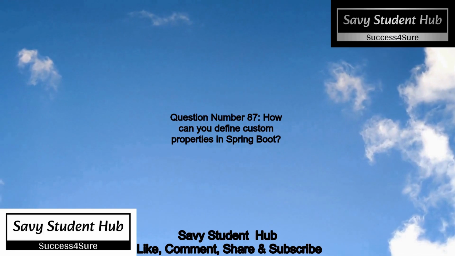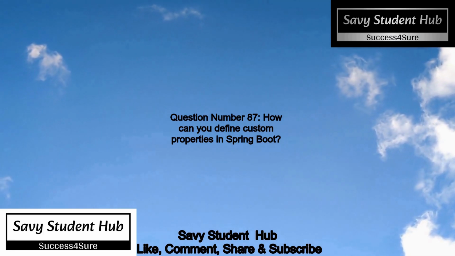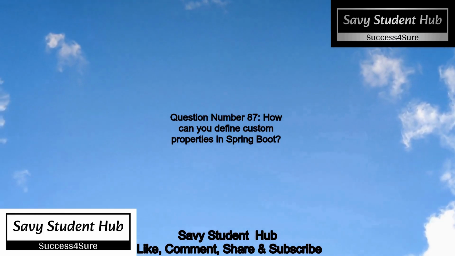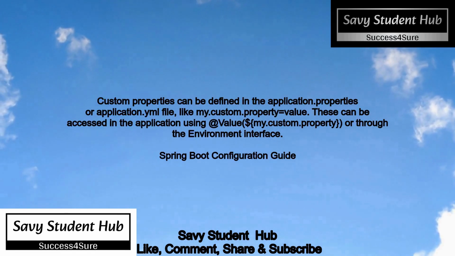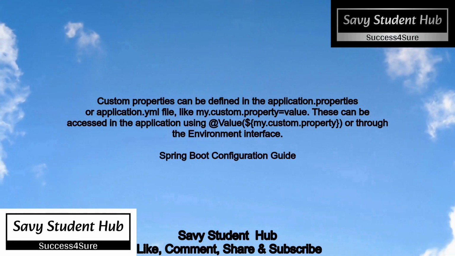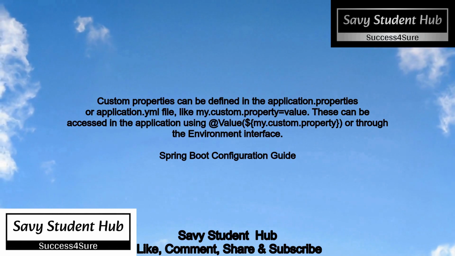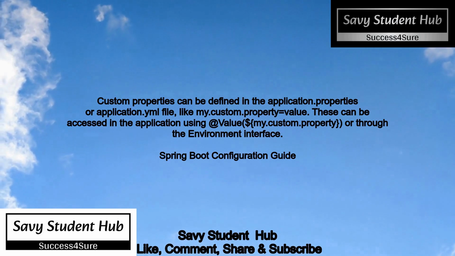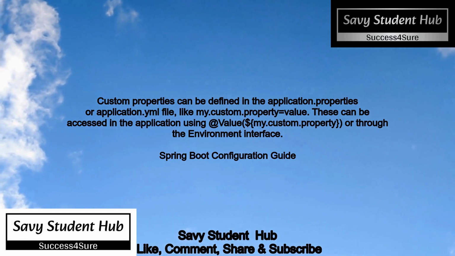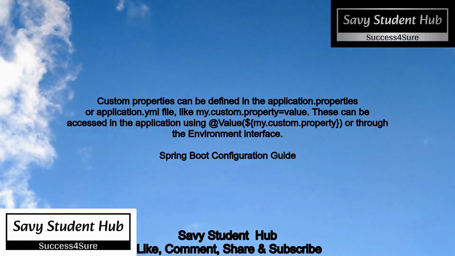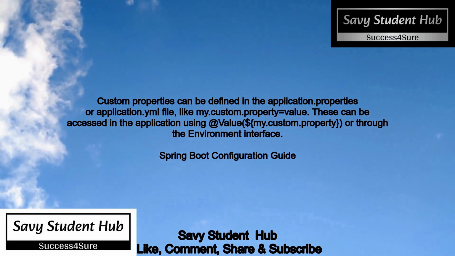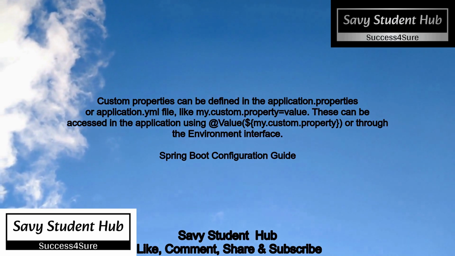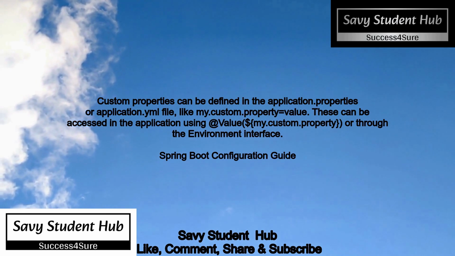Question number 87. How can you define custom properties in Spring Boot? Custom properties can be defined in the application.properties or application.yml file, like my.custom.property=value. These can be accessed in the application using @Value("${my.custom.property}") or through the Environment interface.